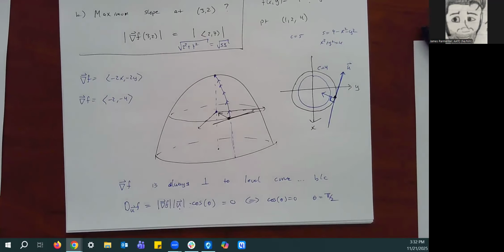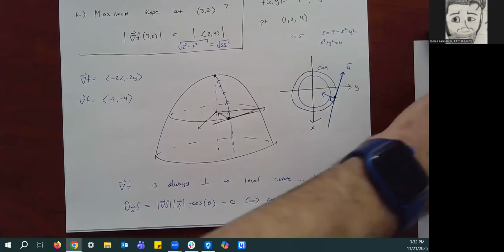That's why you don't travel in the direction of the gradient when you're hiking. You travel in directions close to the direction of the level curve, but not exactly, typically depending on who has broken the trail.